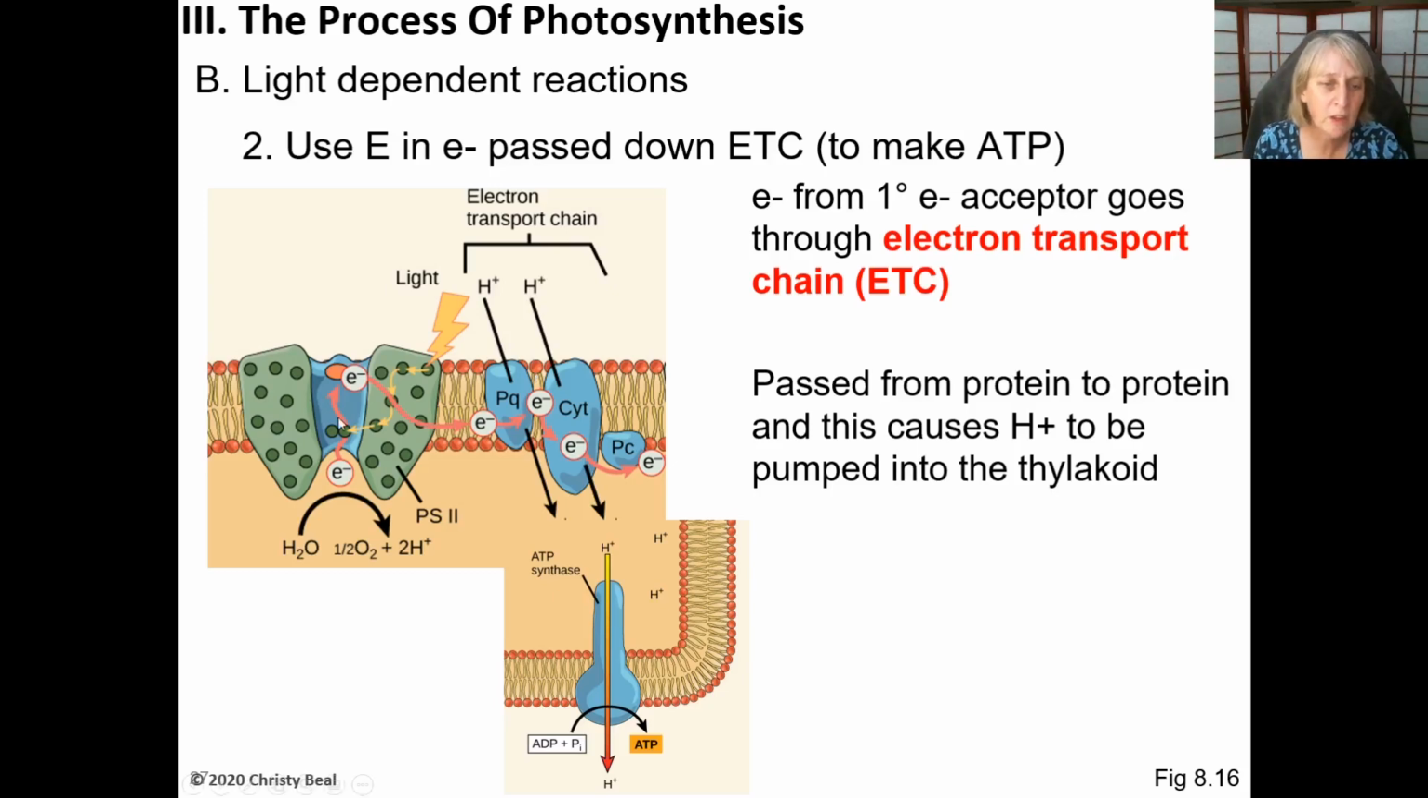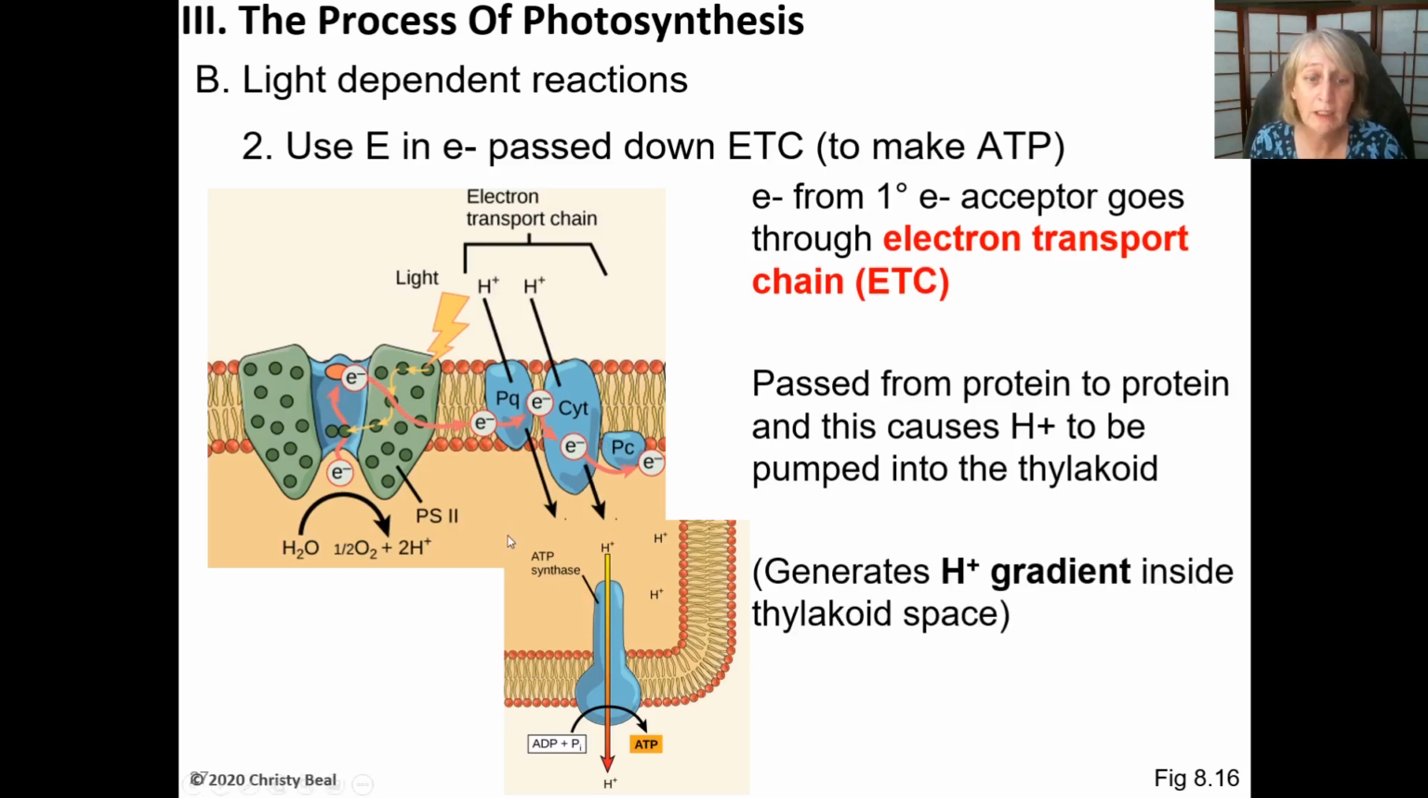Now you'll note here that these electrons in the picture were kind of low, and then got super high up in the picture, and then it's getting lower and lower. The picture is trying to show you that each time this electron moves, it loses a little bit of energy, a little bit of entropy, a little bit of heat. It can't be a perfect system. It's not perfectly efficient. So this electron gets less and less potential energy as it's passed from protein to protein.